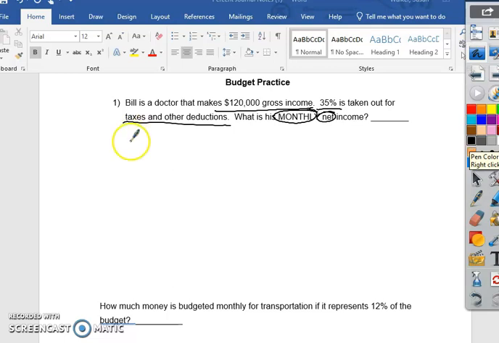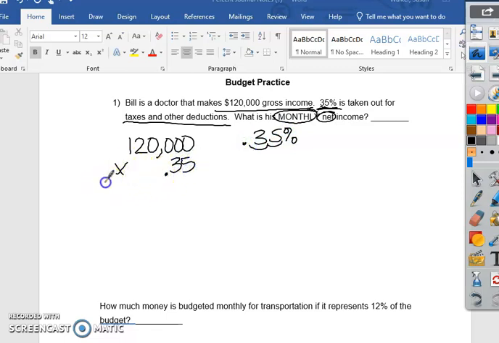Okay. So if Bill makes $120,000 a year, okay, 35% of this is taken out. So think about what we do when we see 35%. Okay. Change the percent to a decimal and multiply. Okay. This, again, represents the taxes and deductions. Okay. So try to multiply that by yourself. Pause the video.